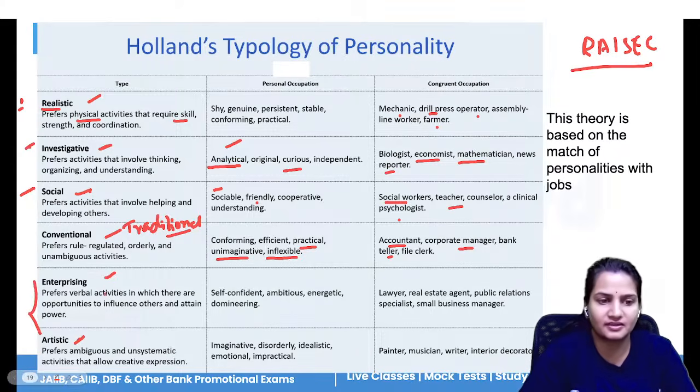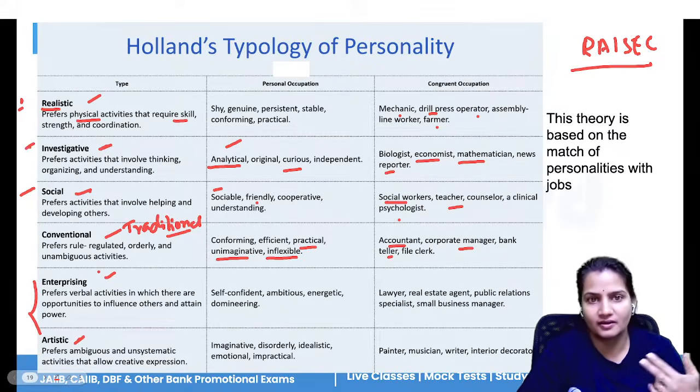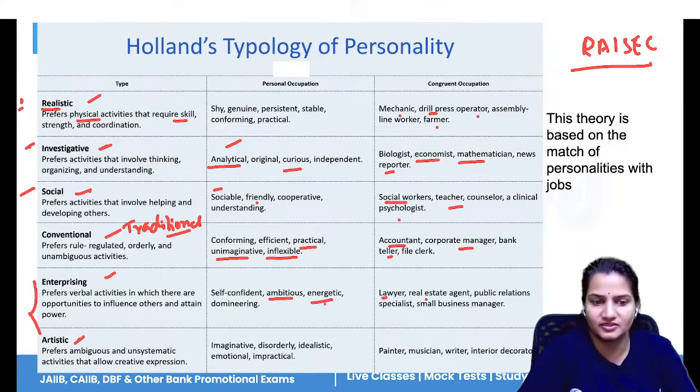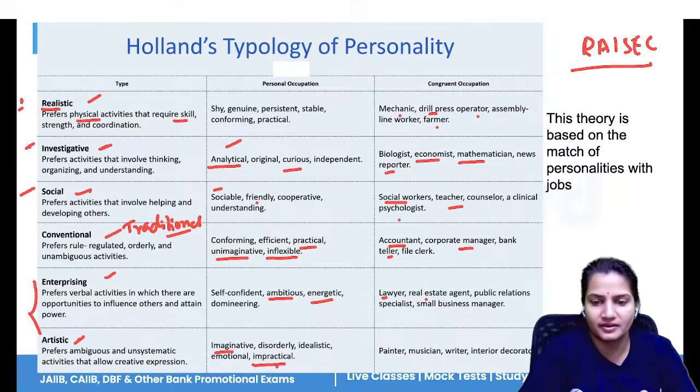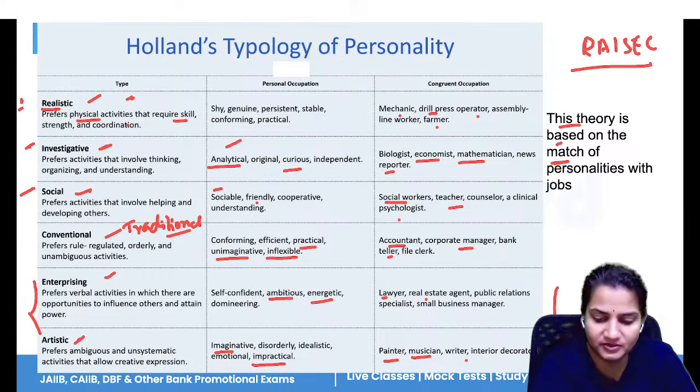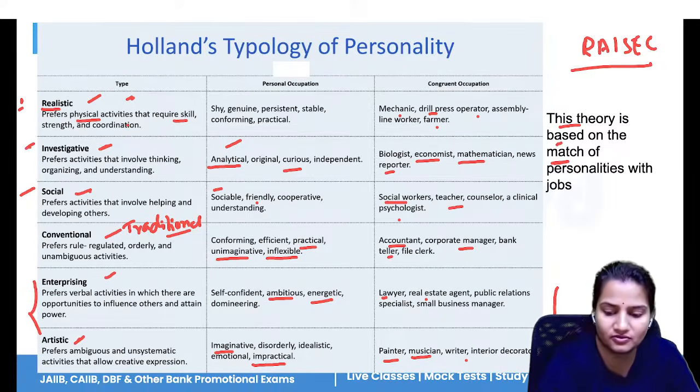Then enterprising and artistic. Enterprising is like if you want to control other people, if you want to influence other people, so you can catch the attention of the people. So you can become a lawyer or in real estate. You are ambitious and energetic. And artistic means you are a person who gives more ideas, who is imaginative, impractical. So you can become a musician, writer, or painter. This theory is based on matching personality to jobs. Your personality should also match with your job.